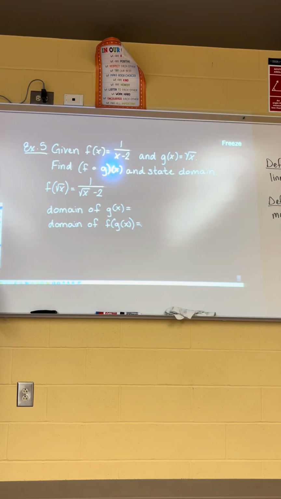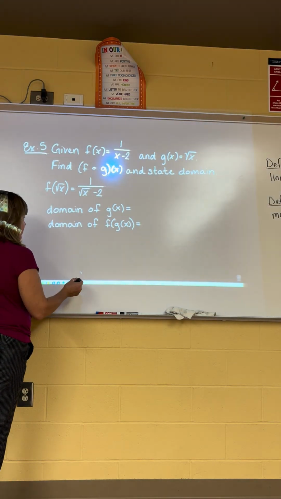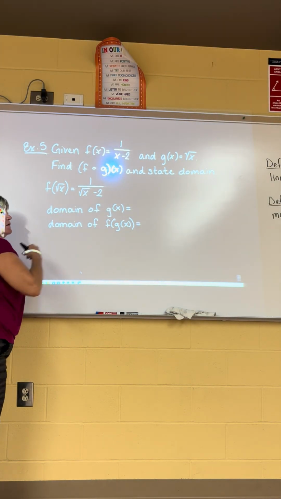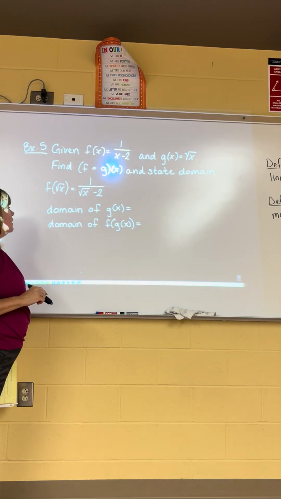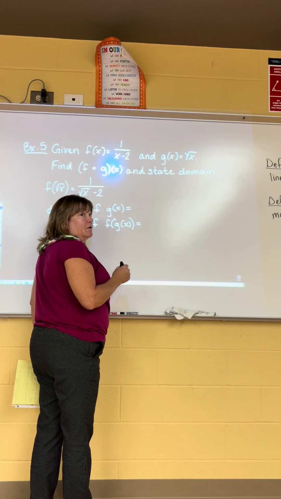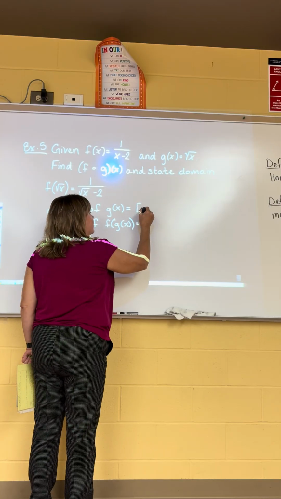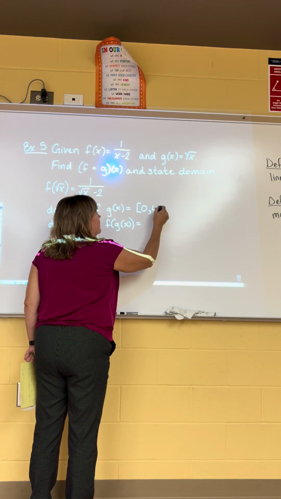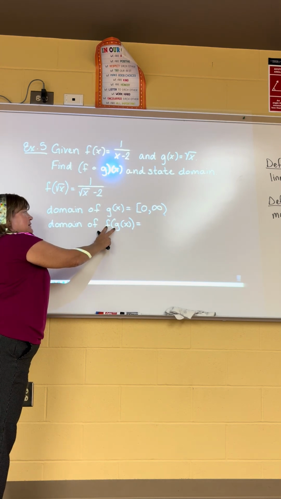So what is the domain of g of x? It can't be negative. Right. So it's the bracket 0, comma, infinity. Okay, now, but f of g of x.